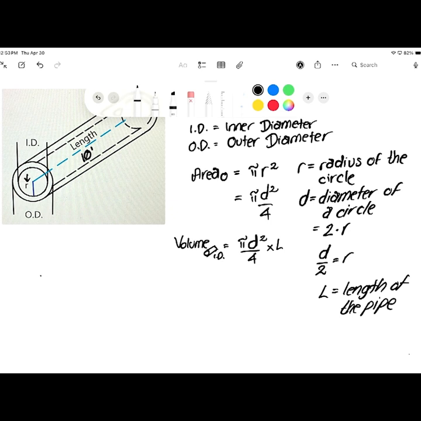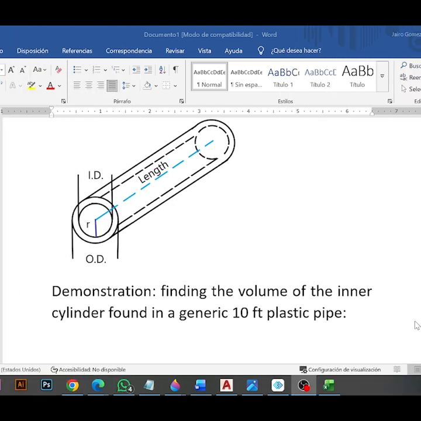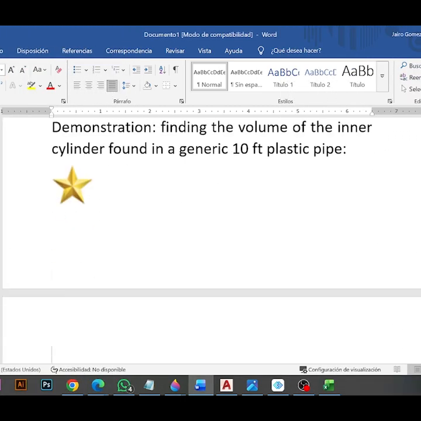So then, volume is equal to pi times the inner diameter squared over 4 times L, which is 10, so the 10 becomes 5 and the 4 becomes 2, which equals 5 pi over 2 times the inner diameter squared. So if you enjoyed that demonstration, you get 1 gold star.